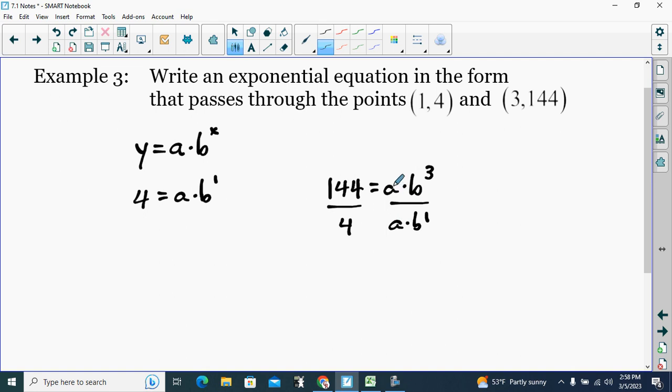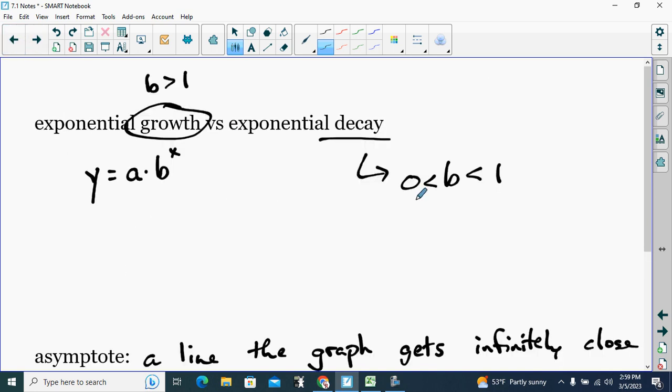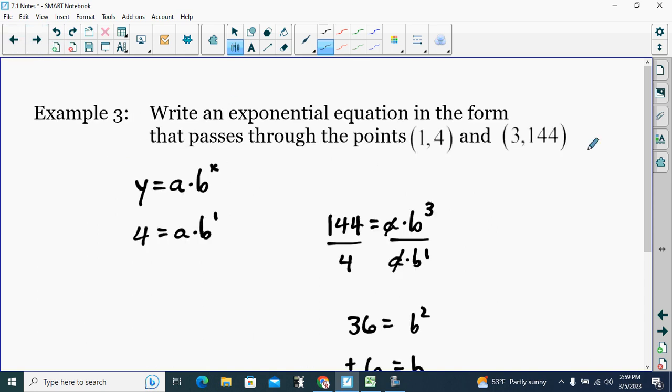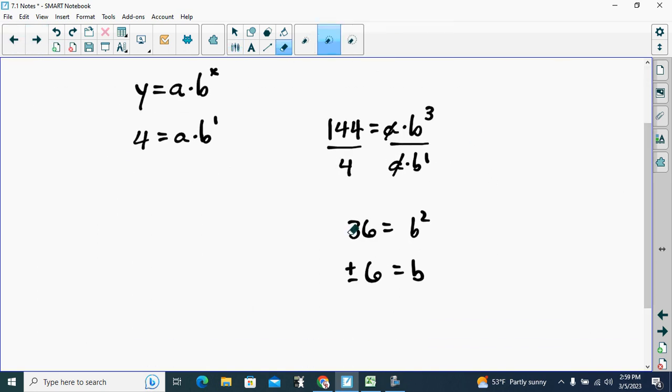Notice the reason I'm doing that, my a's cancel, a divided by a cancels, and b cubed divided by b, when I divide, I subtract exponents, I get b squared. 144 divided by 4 is 36. Square root of both sides, I would get b equals plus or minus 6. Remember we said earlier that b couldn't be negative. It has to be a positive number, so we don't need to worry about the plus or minus here. B is just equal to 6.